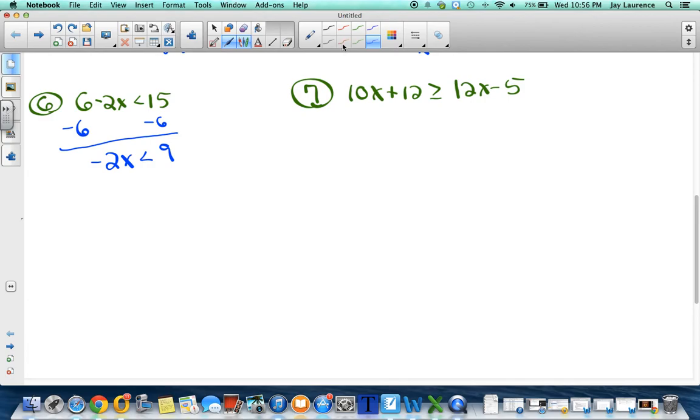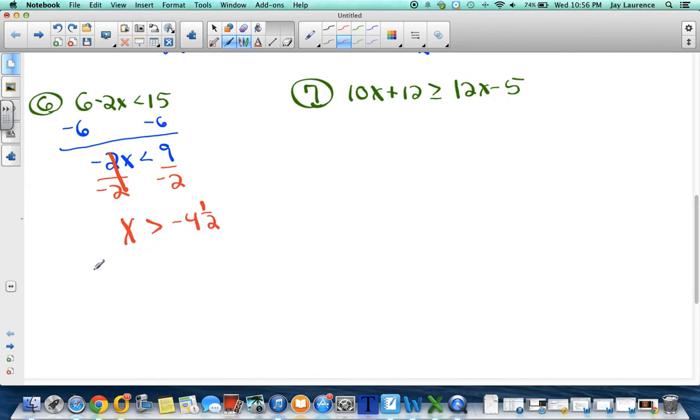Now, you have to be careful here. Most of you know you're going to divide by negative 2. But remember, when you multiply or divide by a negative, say this with me, the inequality flips. The inequality changes direction. The alligator turns around. Pac-Man goes the other way. Cookie Monster turns around. However you want to remember it.